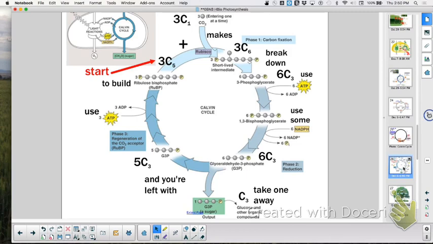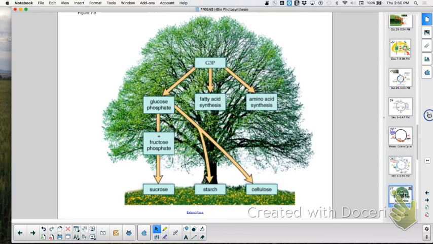3 C5 plus 3 C1 makes 3 C6. Break down to 6 C3. Use some ATP. Use some reduced NADP on your 6 C3. Take 1 away, glucose. And you're left with 5 C3. Use some ATP to build 3 C5. Stop.